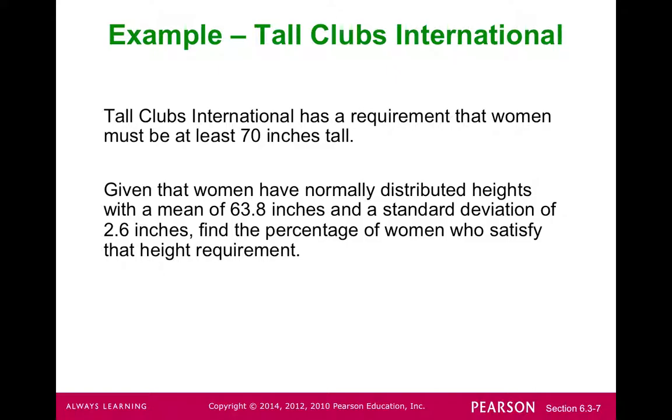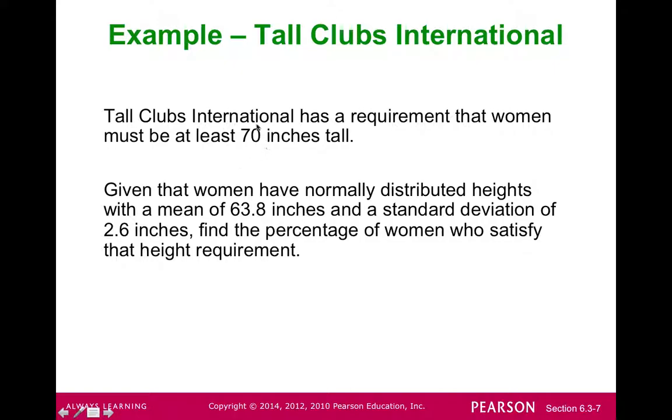Okay, before we move into the next slide and start solving this problem, I want to point out a few things. In this problem, we are given 3 numbers. We're given our mean at 63.8 inches and our standard deviation at 2.6. Just based on those numbers, we can tell that this is a normal distribution, not a standard normal distribution. Because again, to meet the criteria for a standard normal distribution, your mean has to be 0 and your standard deviation has to be 1, neither of which are true in this case.